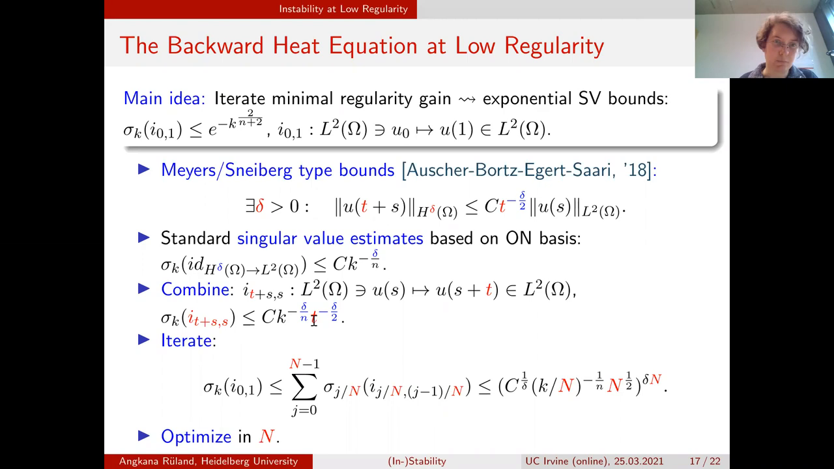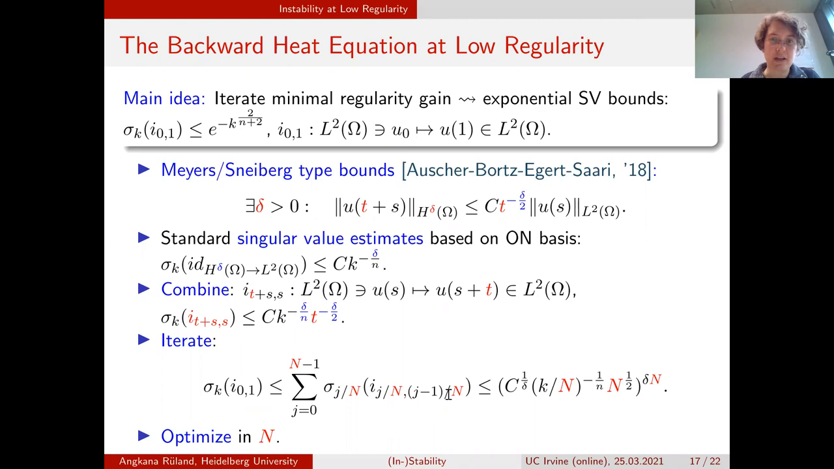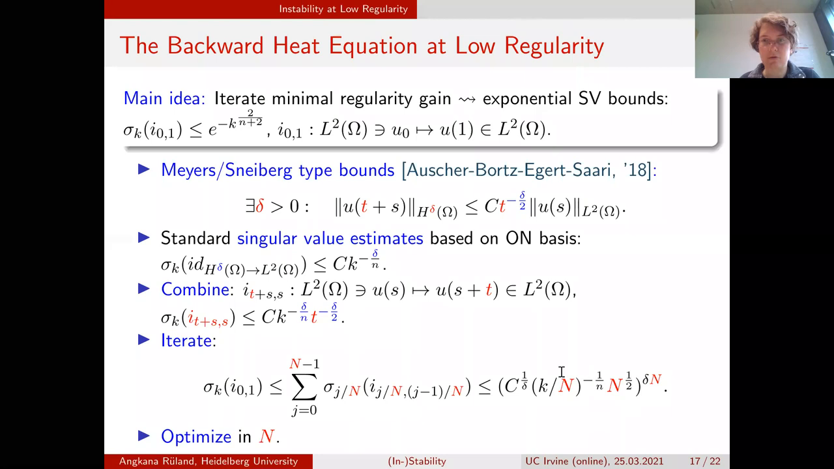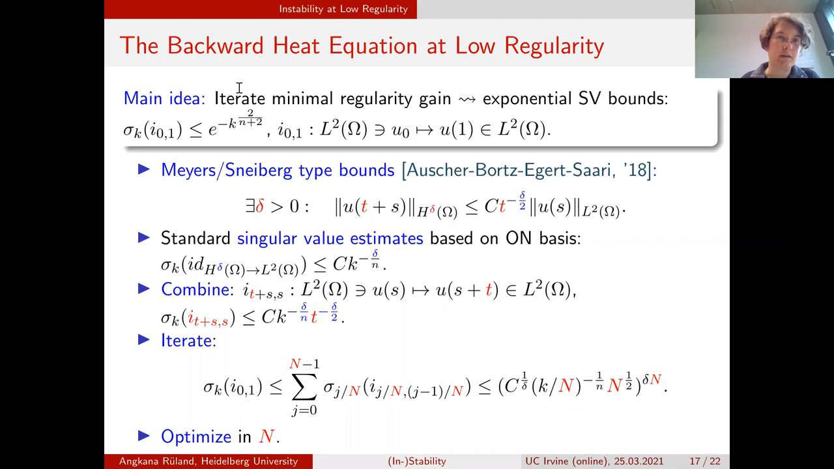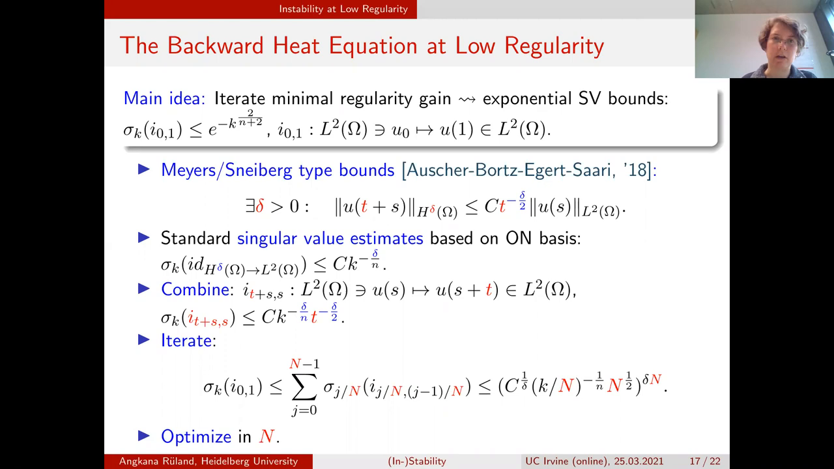Okay, but now we only, in quotation marks, use the iteration of singular values or the properties of singular values. Iterate this estimate n times, get this corresponding bound and optimize in n. n then becomes a function of k and yields exactly the singular value bound. So in spite of only minimal smoothing, we do get exponential singular value bounds. And so in this sense, compression is the more important mechanism than regularization, although regularization, of course, is very helpful.